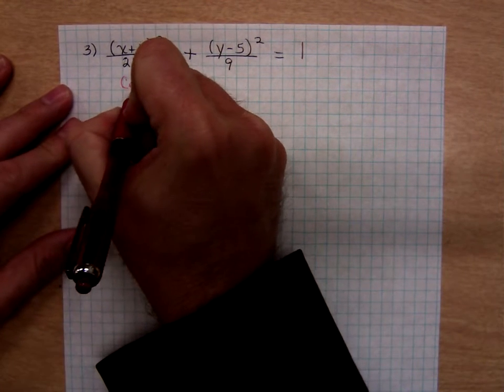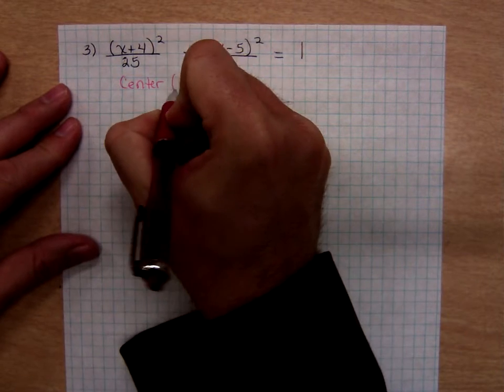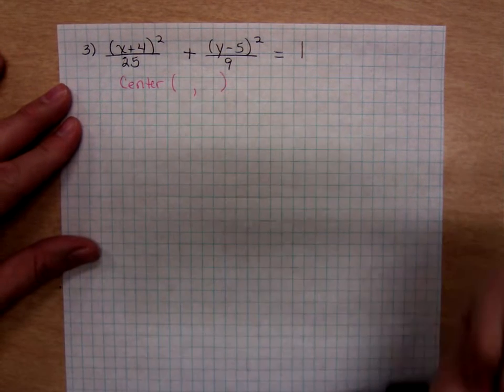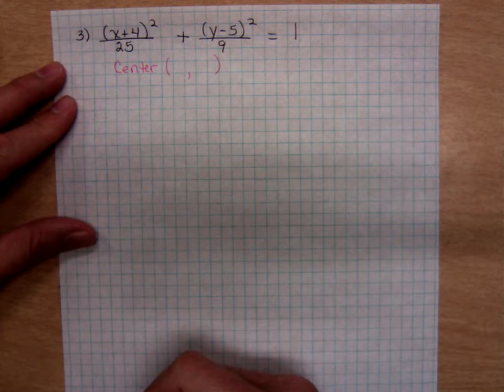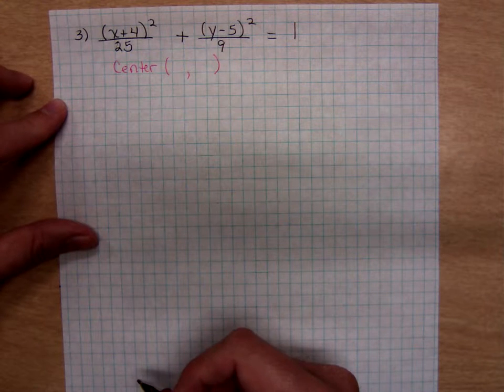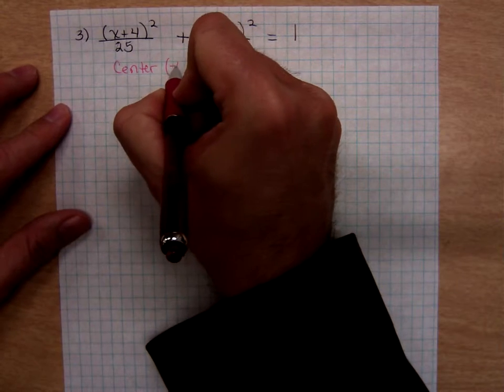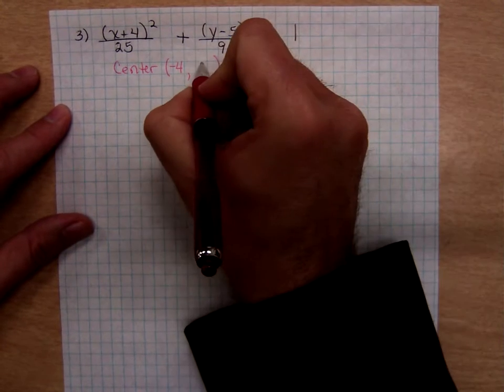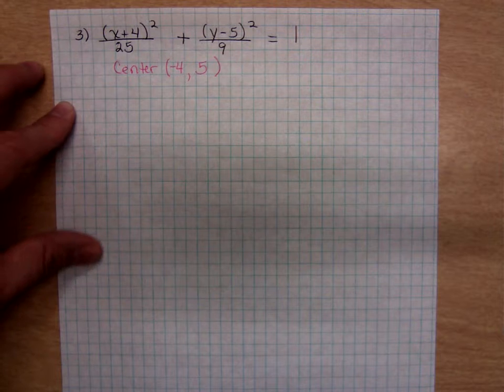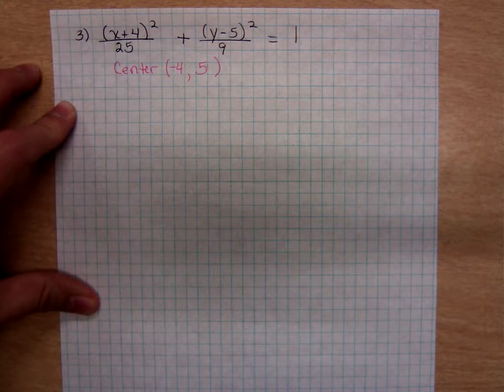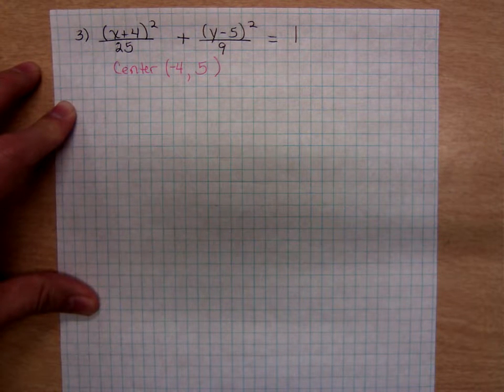To find the center, change the sign of the number in the parentheses with x, and then change the sign of the number in the parentheses with y. So what's that center going to be? -4, 5. Left 4, up 5 is the center.